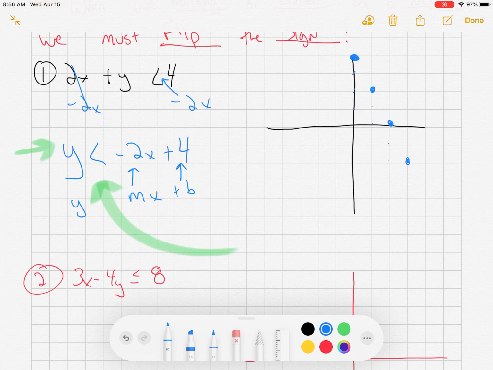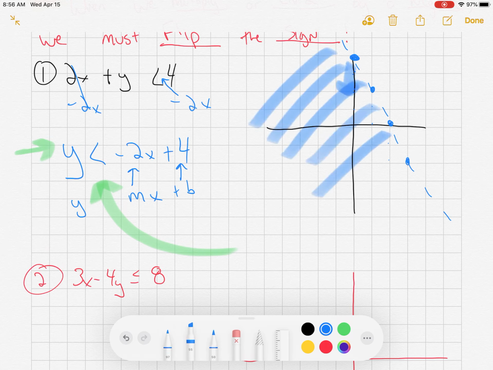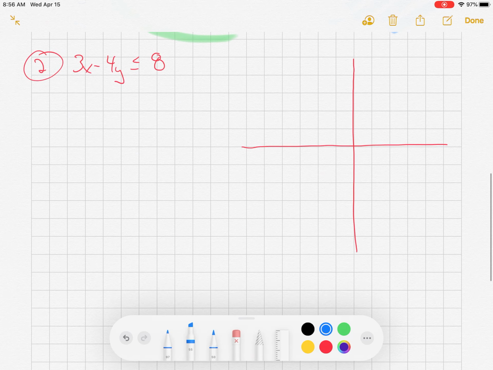I'm going to make a dotted line. And since it's less than and y is isolated on the left-hand side, I'm going to shade everything below my line. Below is this way, so I will shade all of this. And I'm finished. So again, this is more or less the same as yesterday, but now instead of having it already in y equals mx plus b form, we need to manipulate the equation and put it into that form.